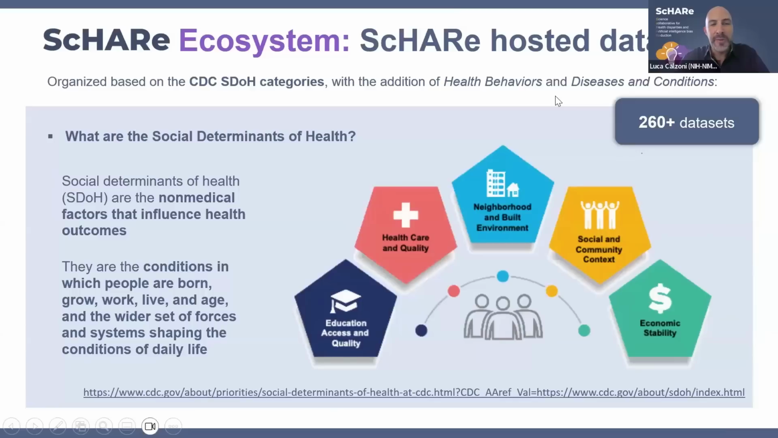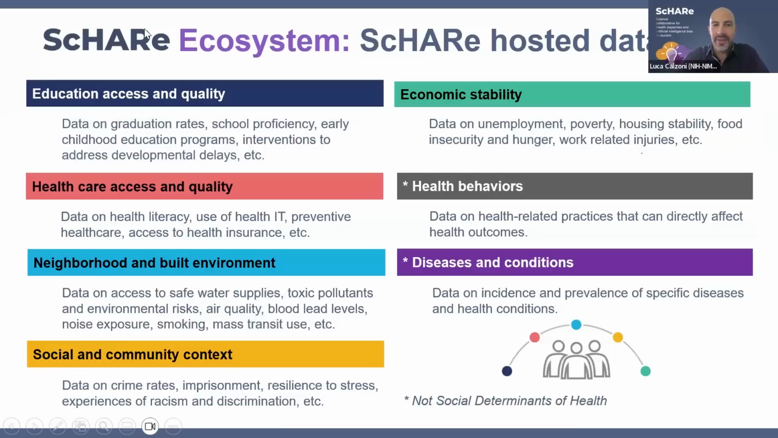So these are the categories that I was mentioning before, right? So for those of you who are not familiar with the social determinants of health, they are the non-medical factors that influence health outcomes. So the conditions in which people are born, grow, work, live, and age, and the wider set of forces and systems shaping the conditions of daily life. And you can see some examples of the kind of data that we offer here.